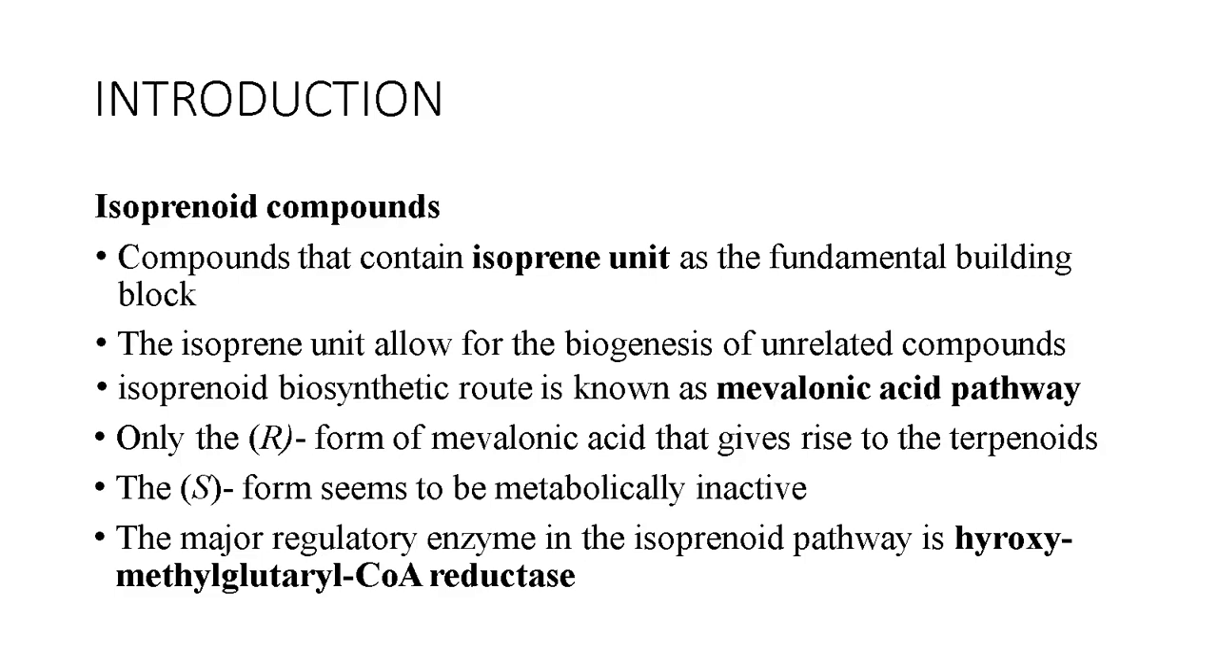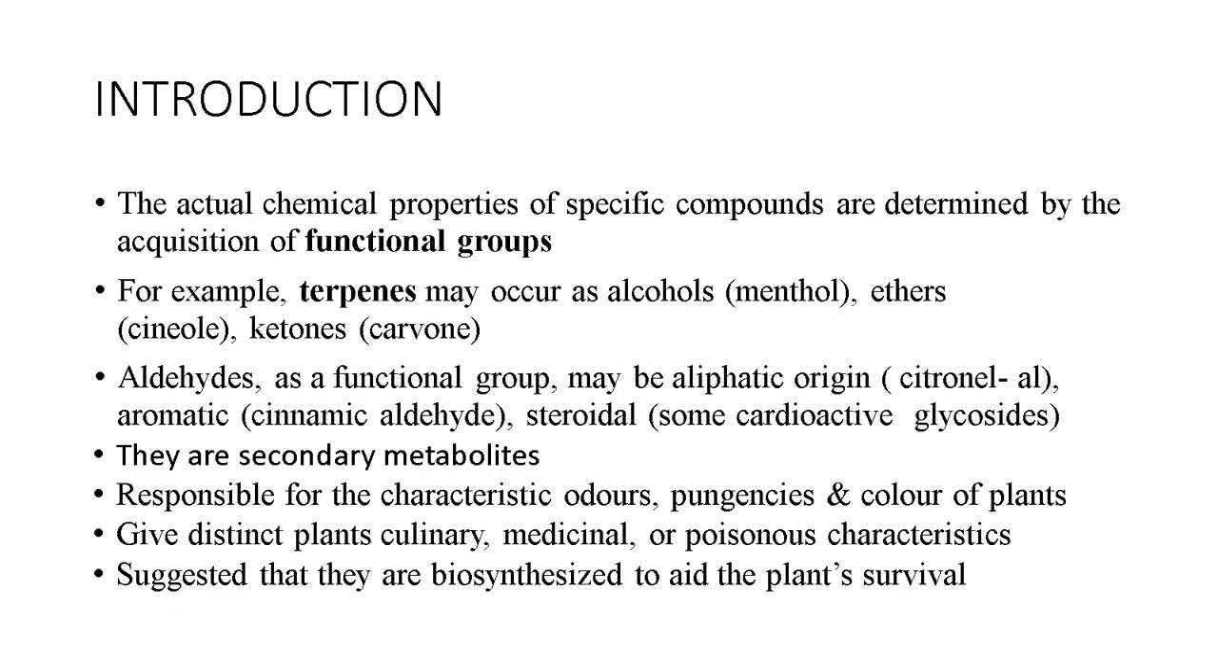And there are two forms, the R and S, but the R form of mevalonic acid is the one that gives terpenoids. The S seems to be metabolically inactive. The major regulatory enzyme in the isoprenoid pathway is the hydroxymethylglutaryl CoA reductase. So these isoprenoids, they differ in their functional groups.